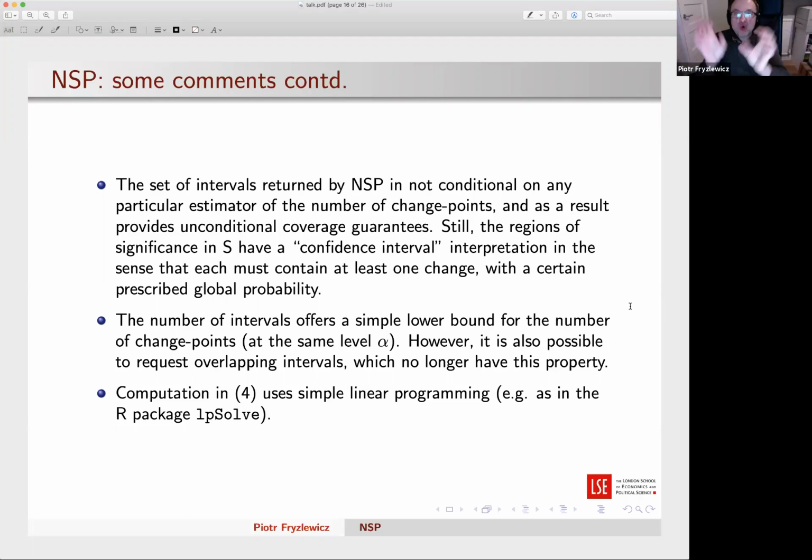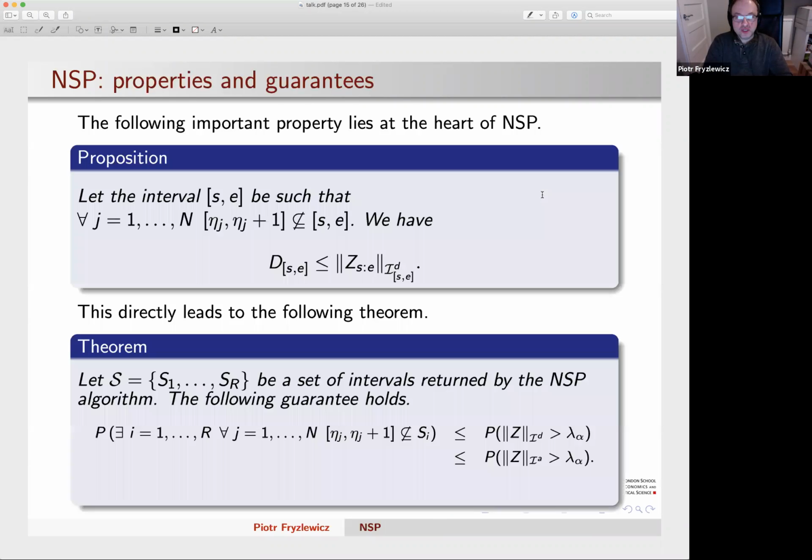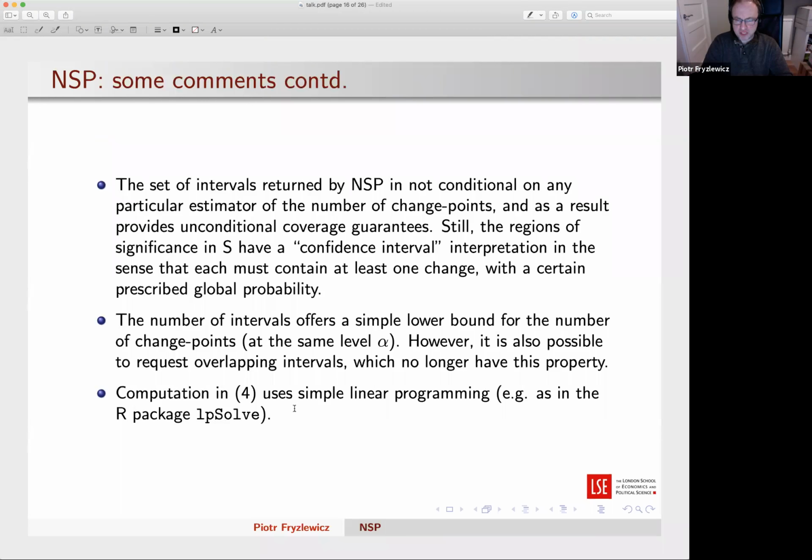But at least I know I have 3. Now, one important thing to say is that it's less straightforward than ordinary least squares to perform this fit here in Formula 4. But it can be done very easily. I mean, it's a simple linear programming task, and it's literally 10 lines of code using the very useful lpSolve package in R, for example. I'm sure there are others.